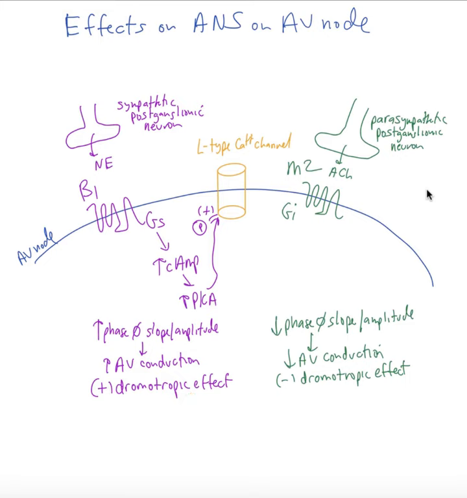Now, if we look at the parasympathetic side, we have a parasympathetic postganglionic neuron shown here releasing acetylcholine onto an M2 receptor. That's a muscarinic 2 receptor. That's coupled to Gi. We see it's a 7-transmembrane spanning receptor as well. And if we recall that Gi-coupled receptors lower cyclic AMP, lower PKA, so we're going to get the opposite effect here on AV conduction, and we call that a negative dromotropic effect.